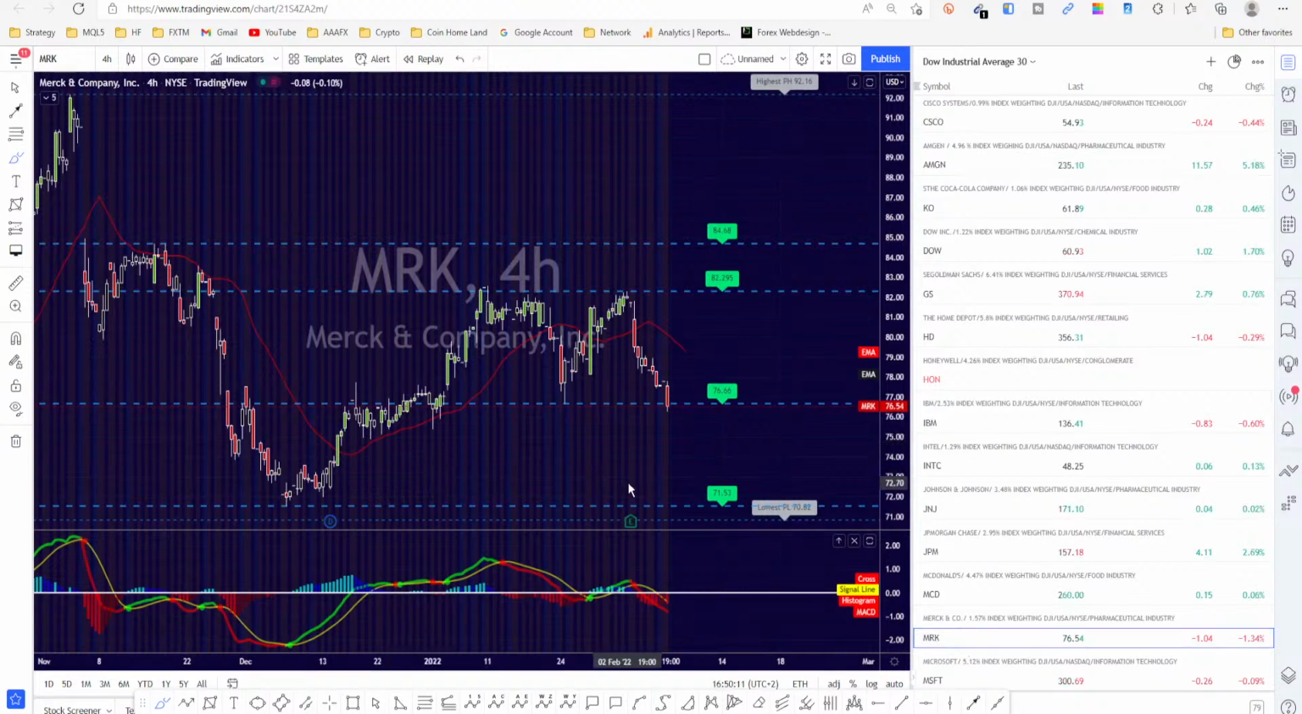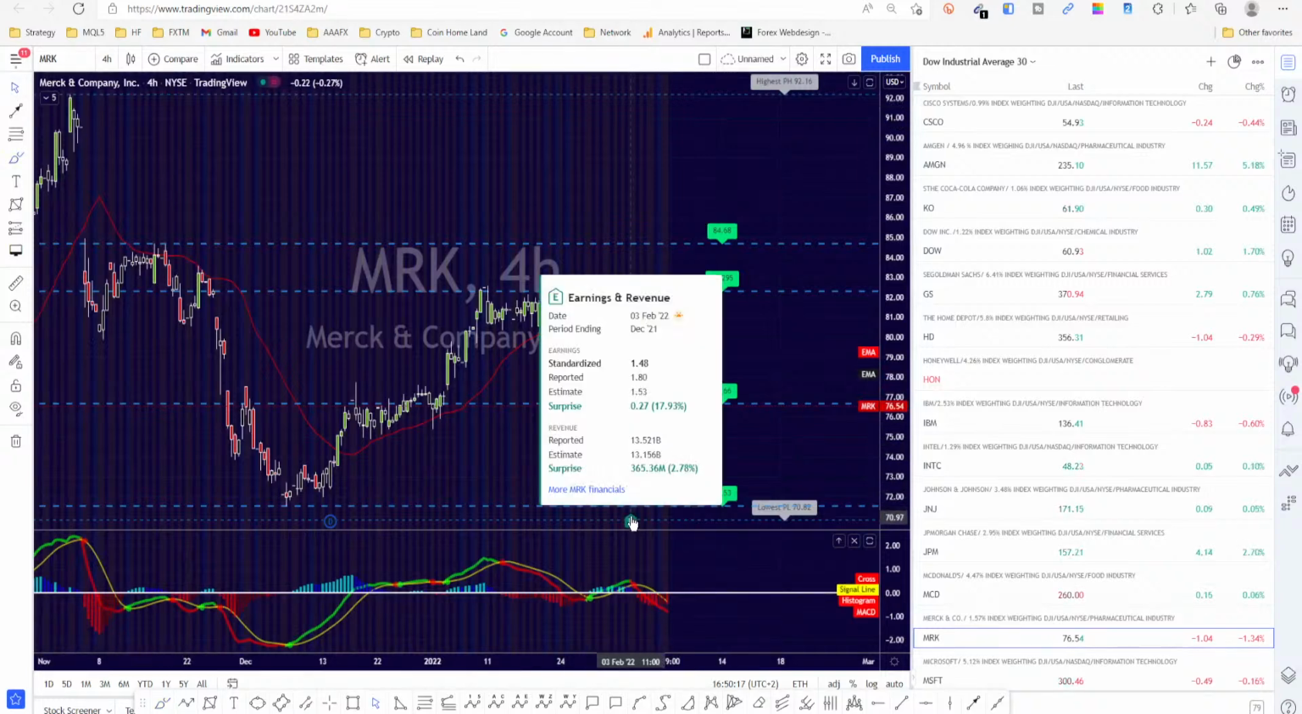Merck and Company are just going down. This probably is going to continue down for a little bit. Revenue was okay. They reported 13.156 billion, so they're doing good.